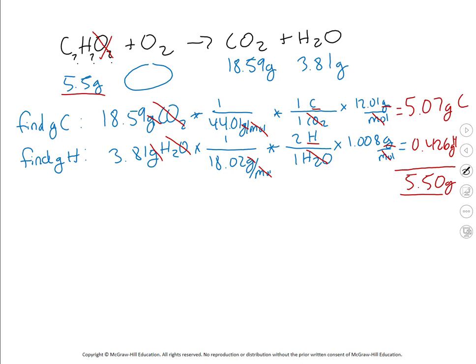So the 5.50. Oh, so you're saying that we added the 5.07. Yep. We added 5.07 plus 0.426, and then I rounded to 2 decimal places, since there were only 2 decimal places in this number.